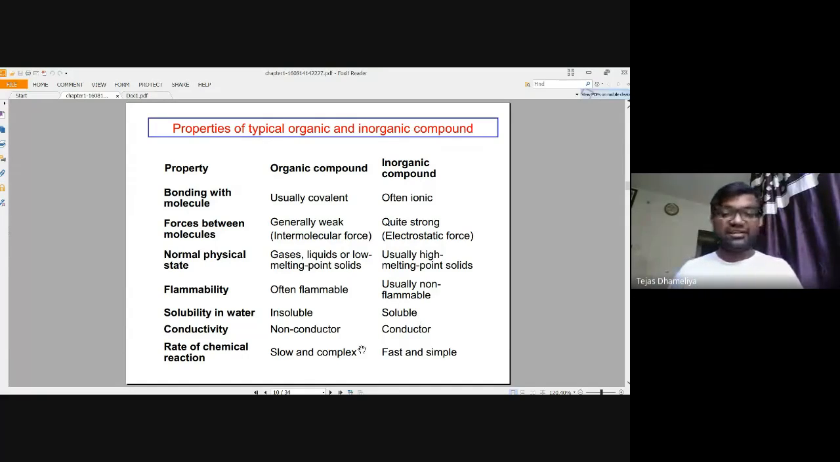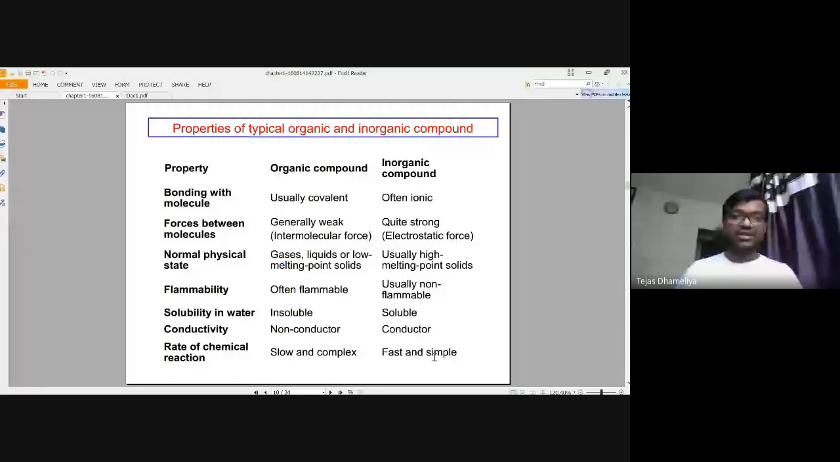Chemical reactions for inorganic compounds are faster and simpler than for organic compounds. But that also depends upon the nature of the chemical reaction we are trying. Yes, we will restrict ourselves for this class up to this one, and from the coming class onwards we shall continue from this slide.